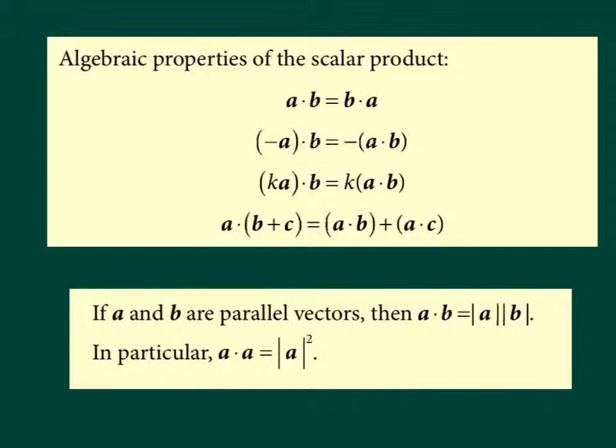Now, if a and b are parallel vectors, then a dot b is the magnitude of a times the magnitude of b. Now, why is that, you might ask? Well, remember, dot product is magnitude of a times magnitude of b times the cosine of theta. Well, what is the cosine of 0 degrees? If two vectors are going the same direction, that is, they're parallel, there would be 0 degrees between them. So we have magnitude of a times magnitude of b. Cosine of 0 is 1. So we have this relationship. And furthermore, if we have a dotted with itself, that is equal to the magnitude of a squared.